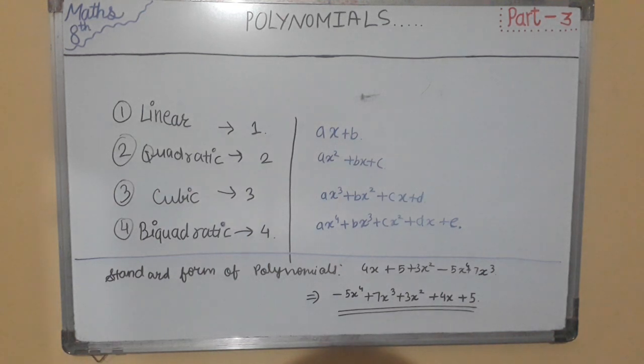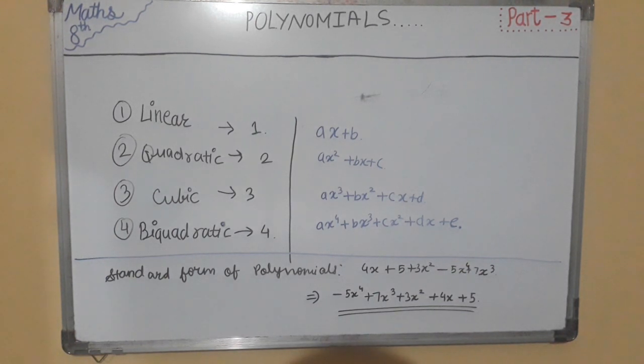Next part is zero of the polynomial. Zero of the polynomial means the value of a variable for which the value of a polynomial is 0 is called the zero of the polynomial. Example, consider polynomial 2 plus 3x. Its value becomes 0 if x is minus 2 by 3. This value of x, that is minus 2 by 3, is called the zero of the polynomial 2 plus 3x.